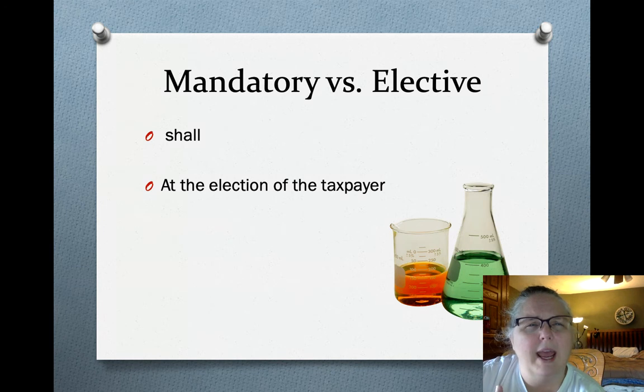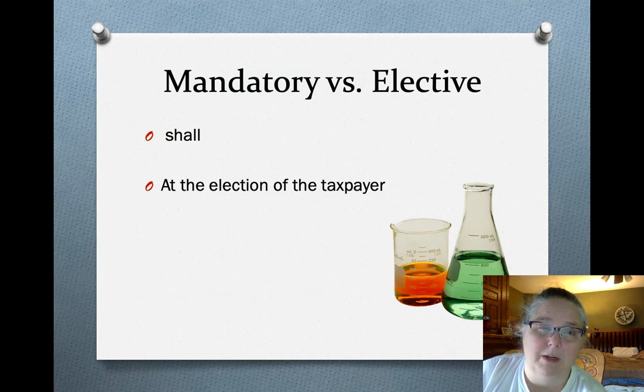When we look at what's the difference between mandatory, well, you have to have it. That's what's going to happen. Mandatory, it has to be done. And that is often cued in the statute that we're looking at by the use of the word "shall." Elective is generally cued by either the use of "at the election of the taxpayer" as a phrase or "may." Typically "may" and "at the election of the taxpayer" go together.